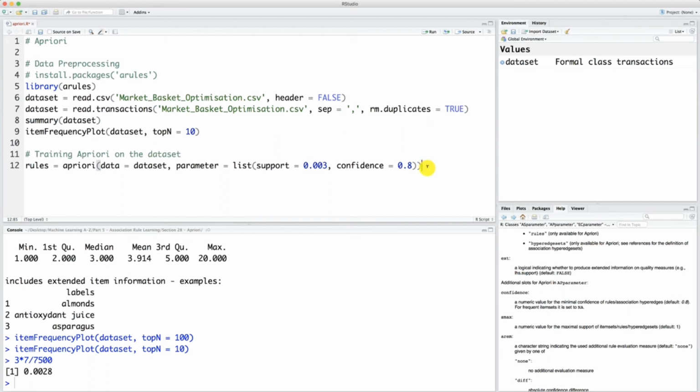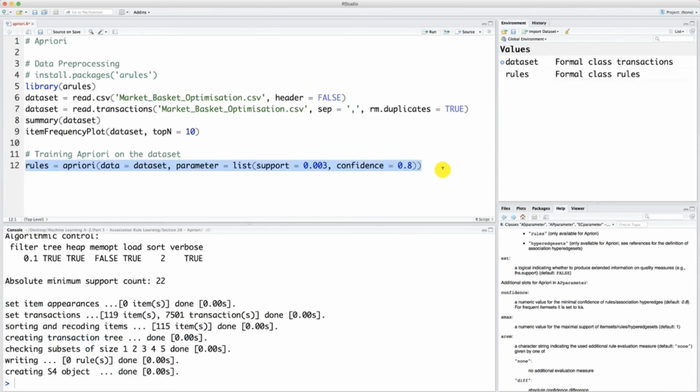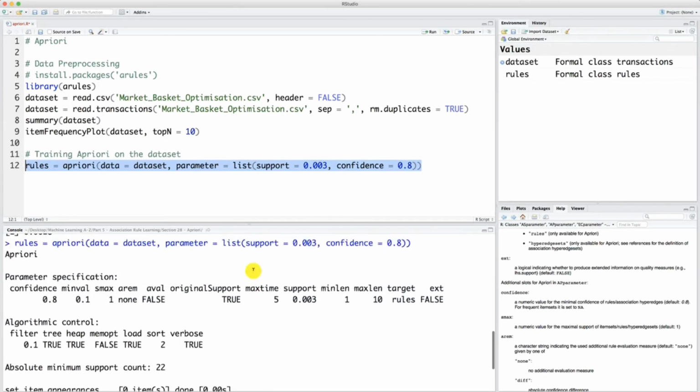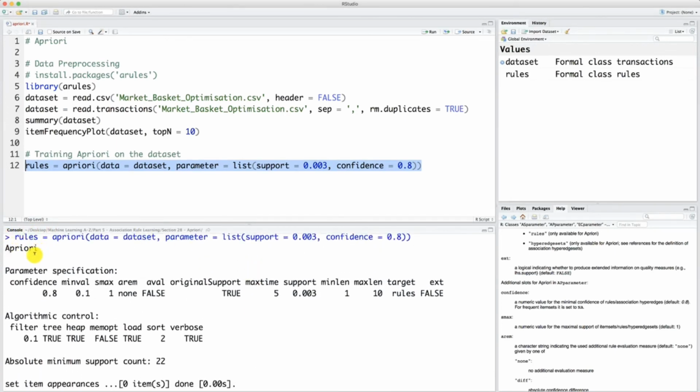Okay, so that's actually ready. With this single line of code containing only these two parameters, the dataset and this parameter here with the minimum support and the minimum confidence, we train our apriori model on our dataset. So let's select this line and execute, and here we go. Our apriori model is created, and by the way, the rules are also created. So let's have a look at the info here. All right, so that's the apriori model, and here we have the default parameters of this parameter argument here. So we can see that we have the minimum confidence here, 0.8, and the minimum support, 0.03.